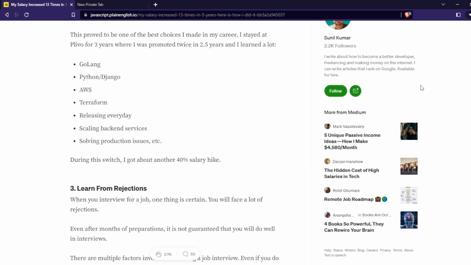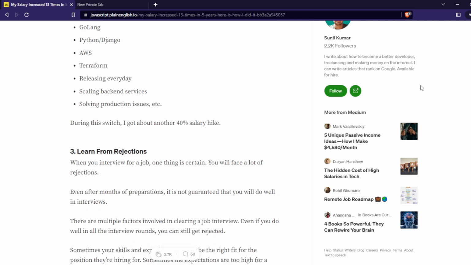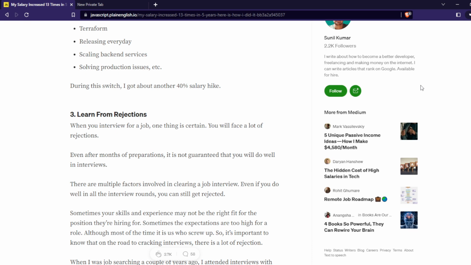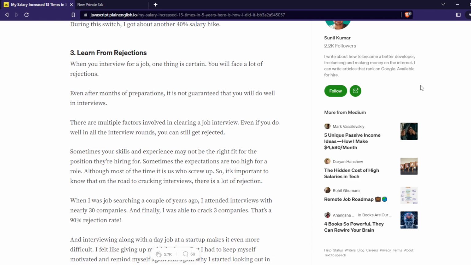During the switch, I learned about rejection when you interview for a job. One thing is certain, you will face a lot of rejection, even after a month of preparation. It is guaranteed. There are multiple factors involved in securing a job. Even if you do well in the interview round, you may still get rejected. Sometimes skills and experience are not the right fit for a position. Sometimes the expectations are too high for a role, although most of the time it is because you screwed up. So it is important to be ready for the road to cracking it with a lot of rejection.